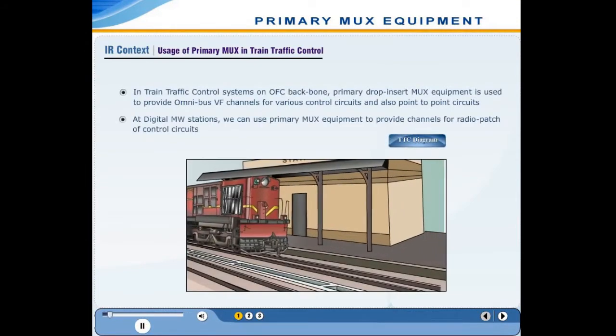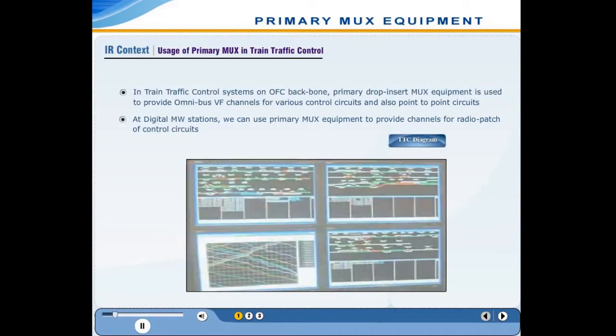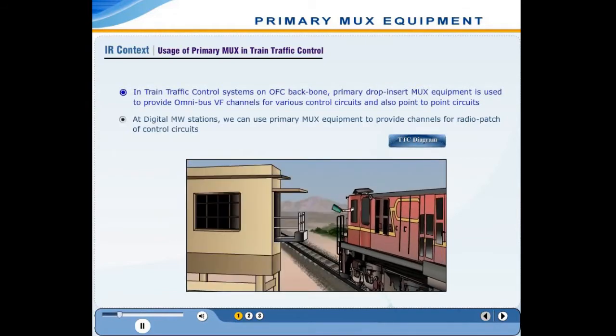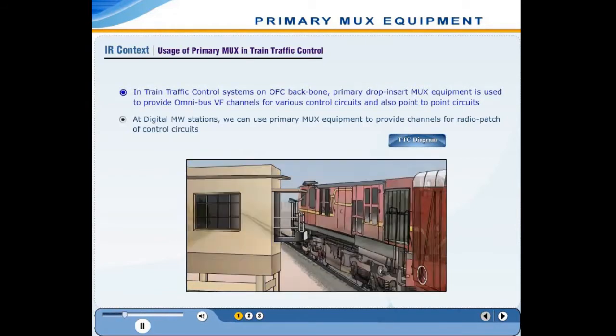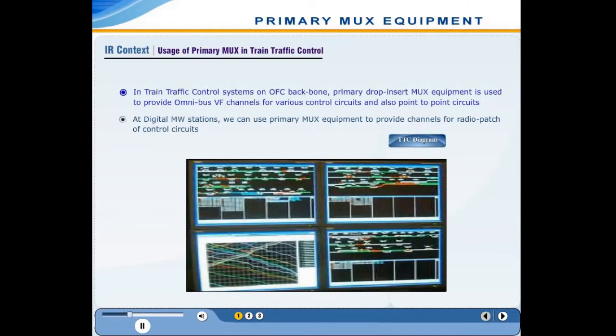Usage of primary MUX in train traffic control. In train traffic control systems on OFC backbone, primary drop insert MUX equipment is used to provide omnibus VF channels for various control circuits and also point-to-point circuits. At digital microwave radio stations, we can use primary MUX equipment to provide channels for radio patch of control circuits.